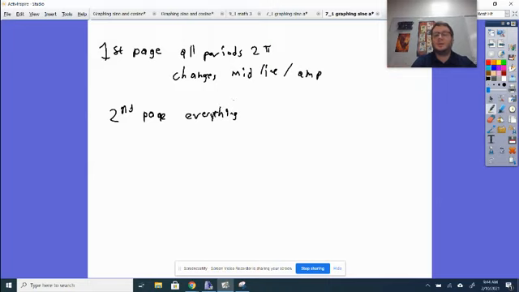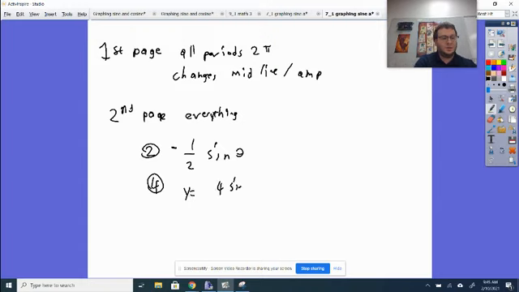Okay, now one more thing I need you guys to do. So the program we use to create this worksheet wouldn't allow me to put in negatives. So on all the even problems, I need you to go in and put in a negative. So for example, on number 2, it says 1/2 sine of theta. I want you to put the negative in front of that 1/2. For number 4, it says y equals 4 sine of theta plus 1. I want you to put that negative in front of the 4. Okay, so just put negatives on all the evens.